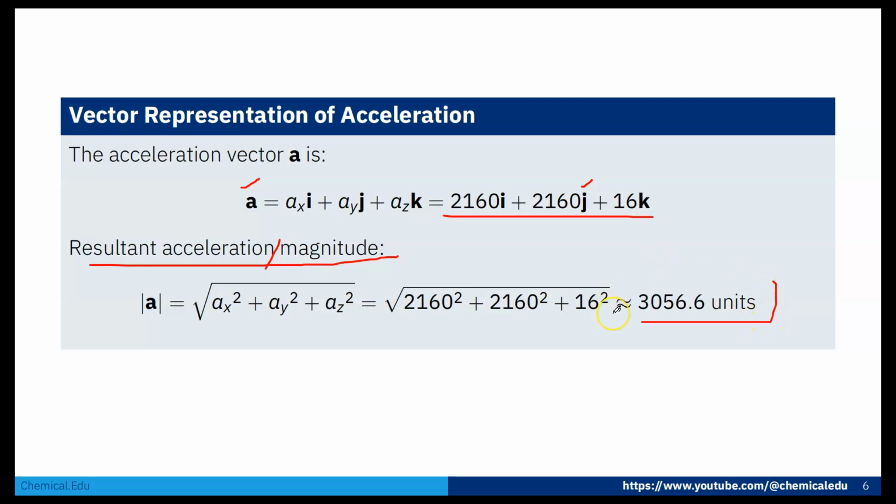So we got the velocity vector, the magnitude of the velocity, the acceleration, and the magnitude of the acceleration.